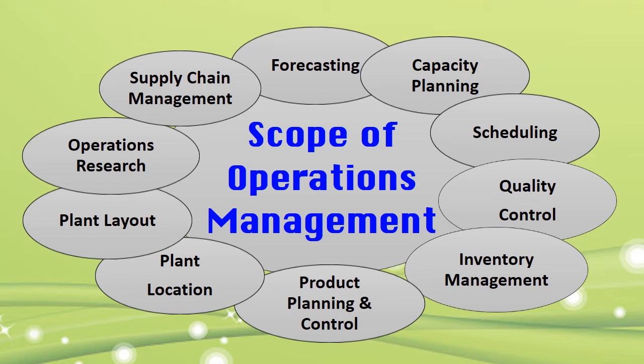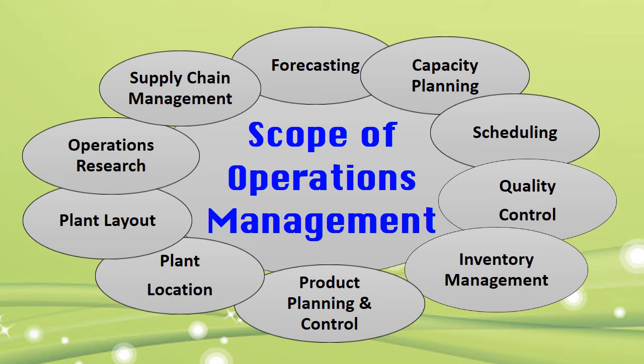Then is the plant location. We have already said that the location of a plant is very important for the successful running of a project or a business. It depends upon the proper location, where transport facility and easy availability of raw material should be there, and labor should be easily available.